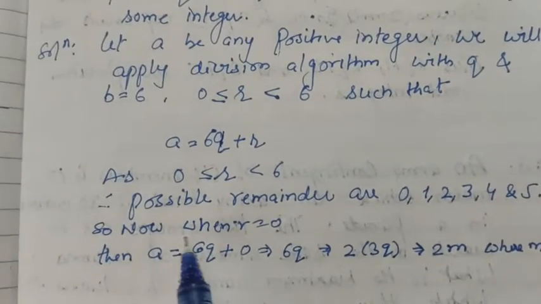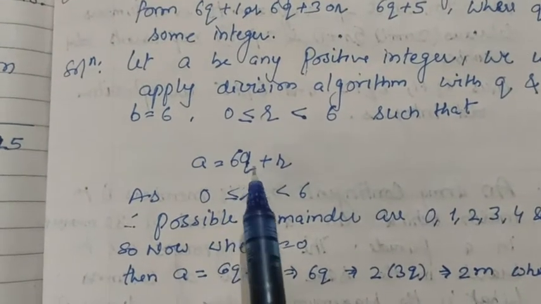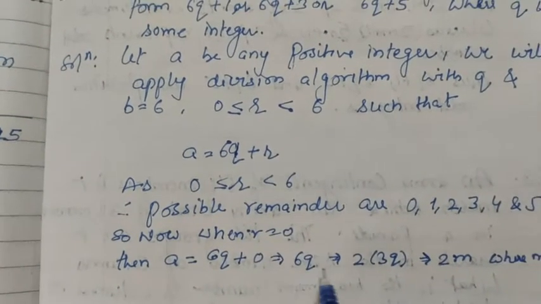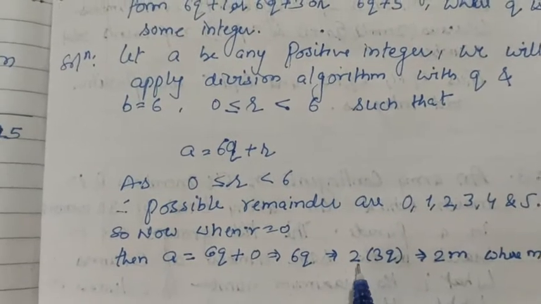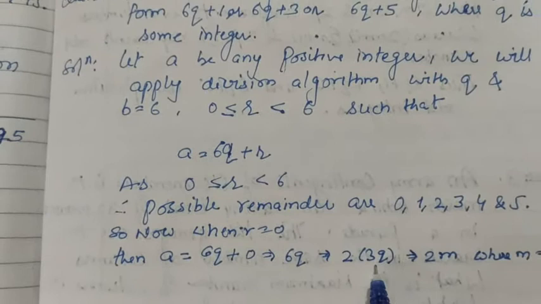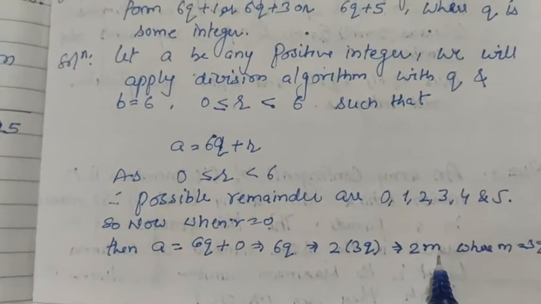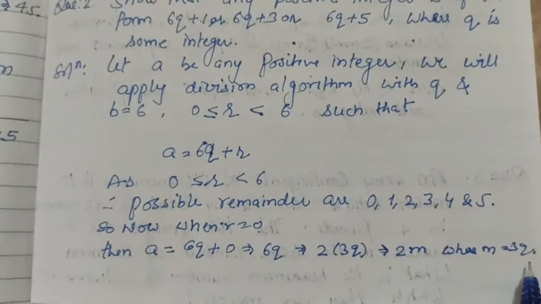Now when r is 0, that is when remainder is 0, then a will be 6q plus 0, which becomes 6q, and then we can write it as 2 into 3q. This 3q can be written as a new positive integer. So this will be 2 into m, where m equals 3q.